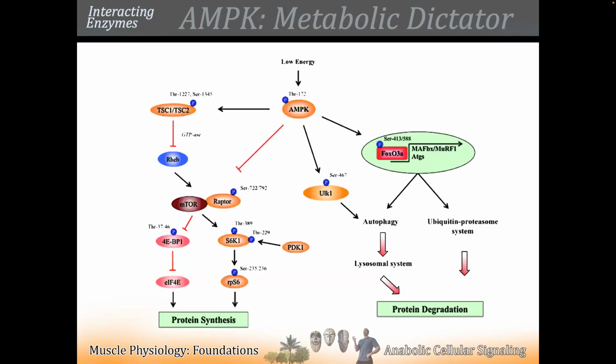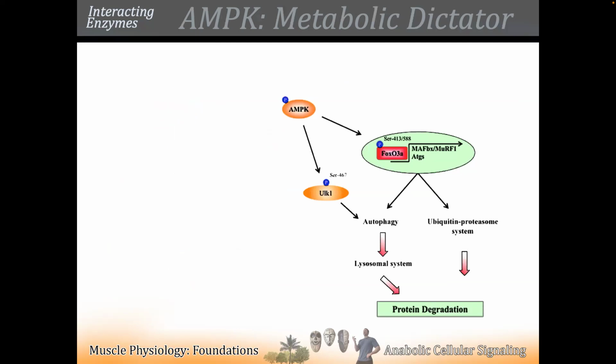But they're the opposite effect, right? MAPK turns on mTOR through tuberin and raptor. AMPK turns off mTOR through tuberin and raptor. And then on the right side, this is protein degradation. It's catabolism. So AMPK activates the lysosomal system and the ubiquitin proteasome system through FOXO and ULK1.